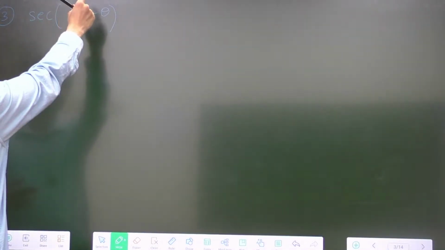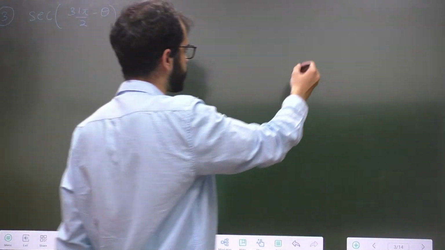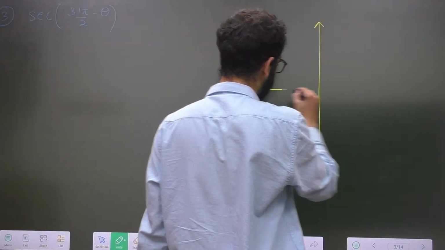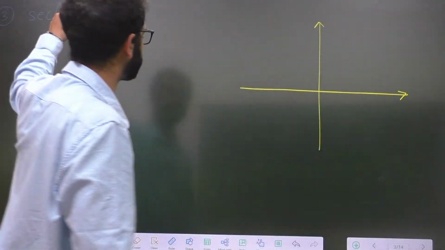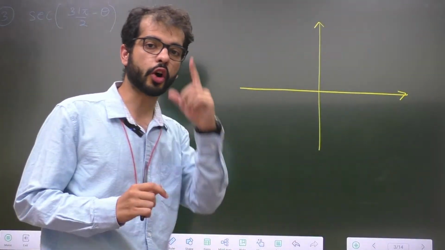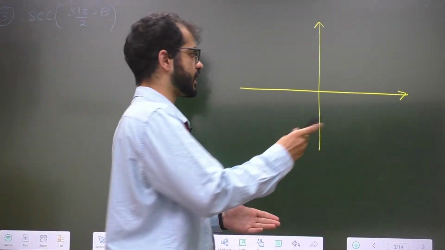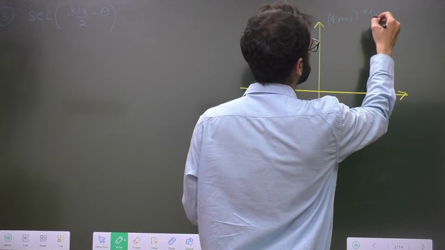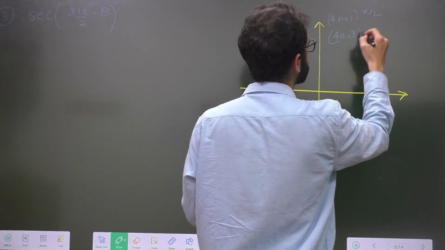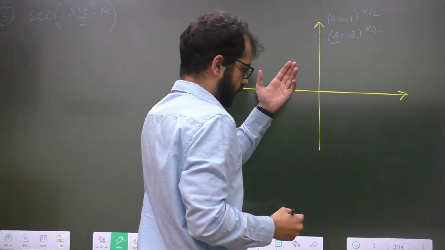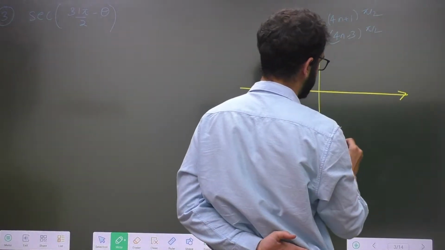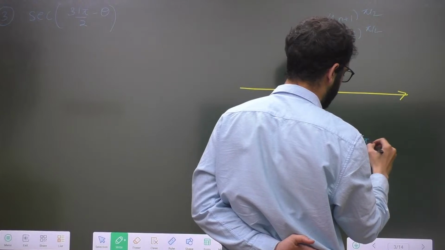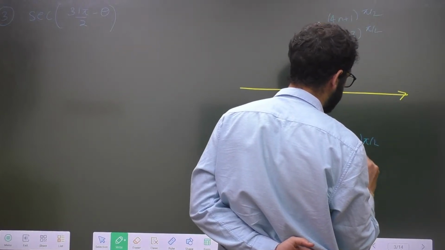Now I have sec of 31 pi by 2 minus theta. Since I have to convert this, let me first quickly revise what we studied. This is pi by 2. Any multiple of pi by 2 will always lie on the vertical axis. If it's lying on the vertical axis, then it can either be 4n plus 1 pi by 2 or 4n minus 3 pi by 2. On the negative y-axis, this can be written as 4n minus 1 pi by 2 or 4n plus 3 pi by 2.